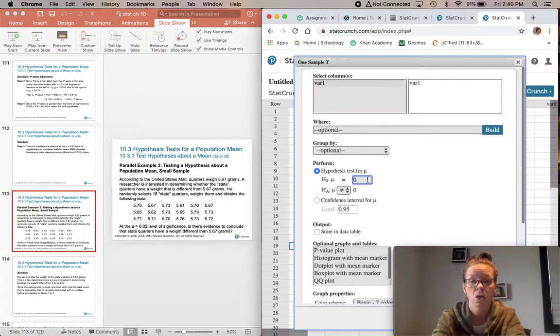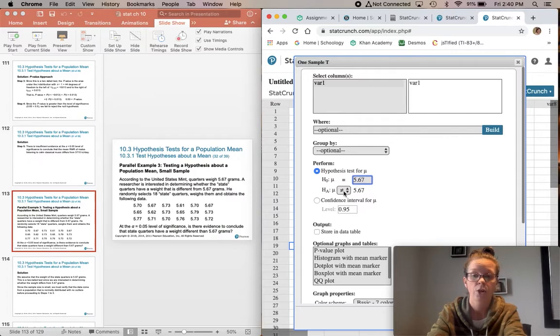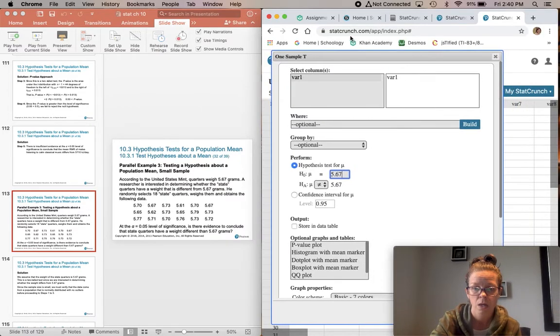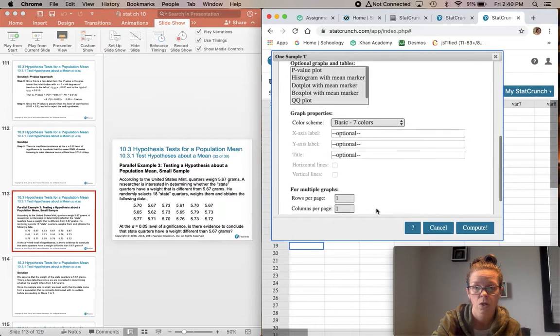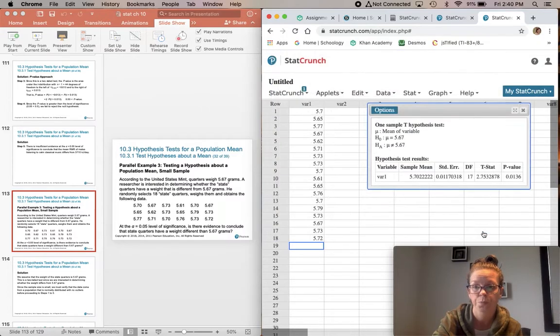Our mean for standard quarters is 5.67, and we're wondering if these state ones are different, not equal to that. You can make it do some different graphs here, but I don't really care about doing those graphs, so I think we'll just go ahead and compute. All right, so it gives us what our sample mean is.